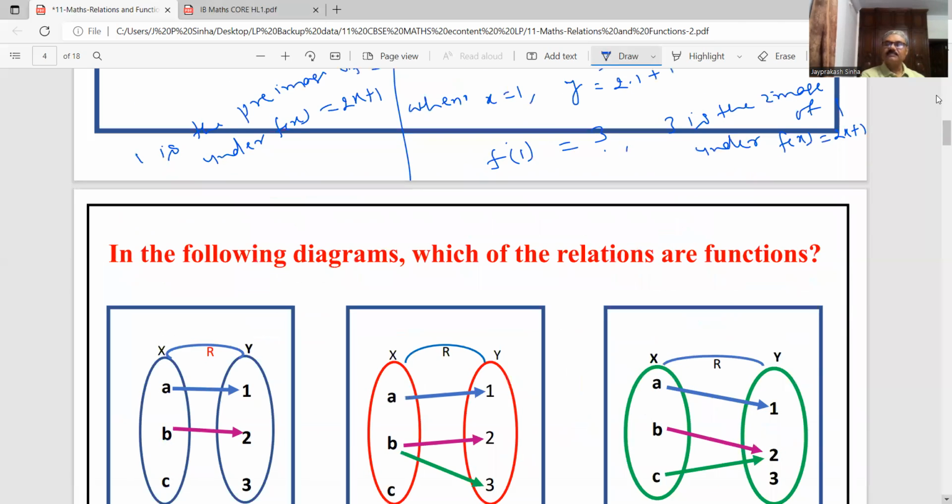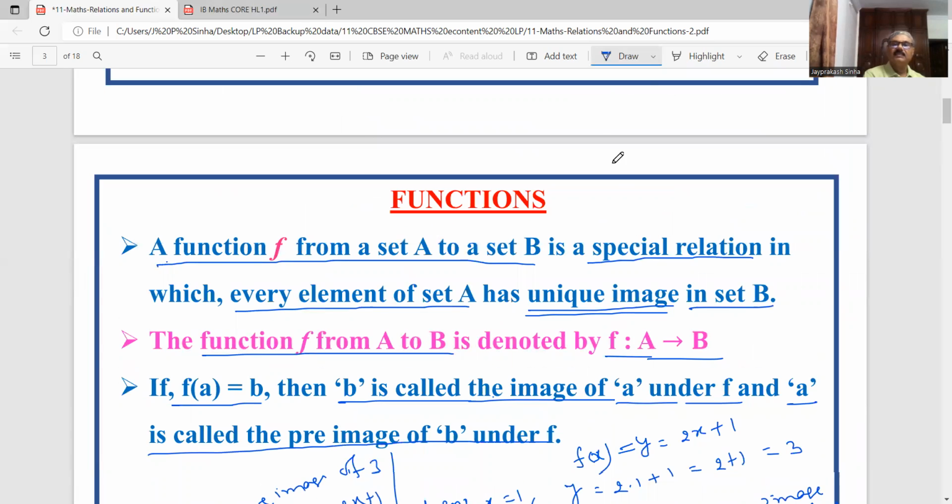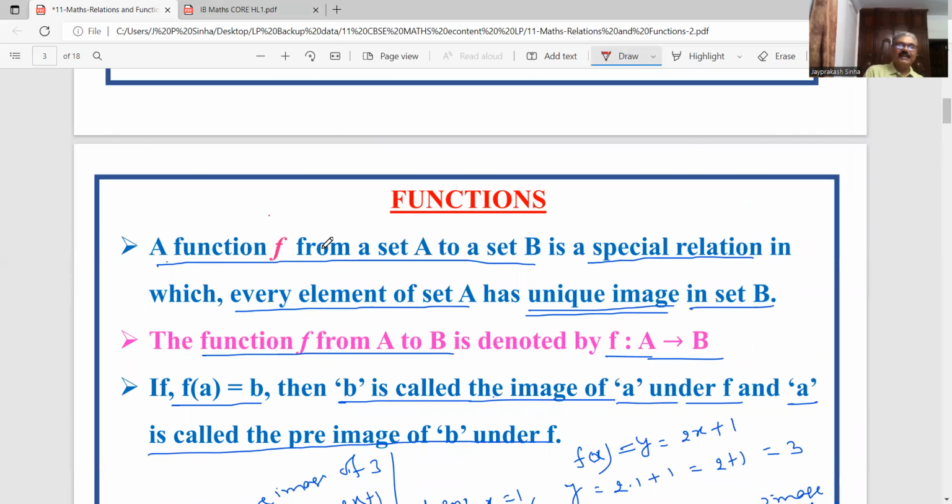So now, the definition of a function one more time. A function f from a set A to a set B is a special relation in which every element, this word every is very important. Every element of set A means all the elements of set A should be used, and each has a unique image in set B. It means every element of set A should have only one image, a unique image, in set B.